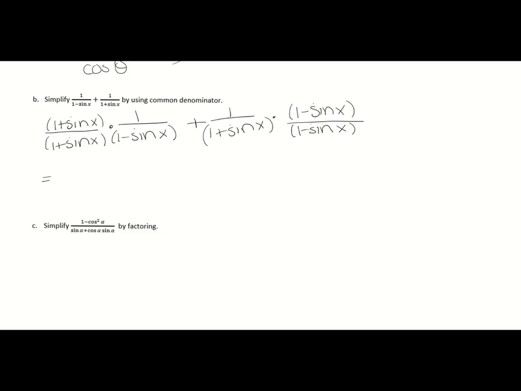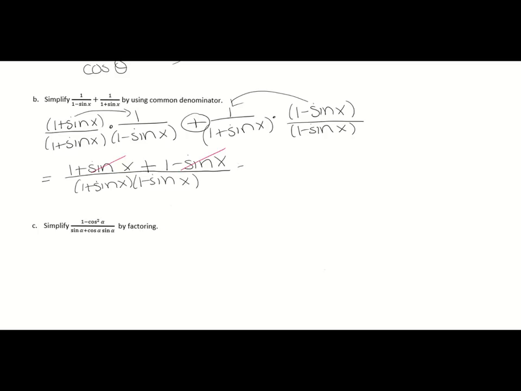Here, when I distribute this to 1, I'll just have 1 plus sine x. Then I have a plus. Then I'll distribute this here. I will have 1 minus sine x all over my common denominator of 1 plus sine x times 1 minus sine x. Now here something nice happens. The positive sine x and the negative sine x cancel. So I'm left with 1 plus 1, which is 2.